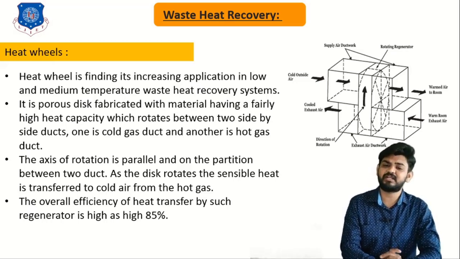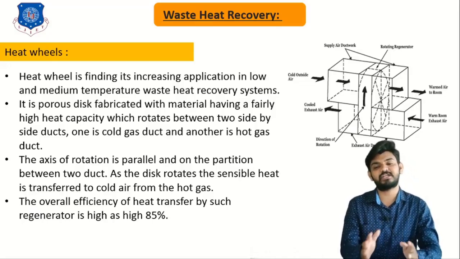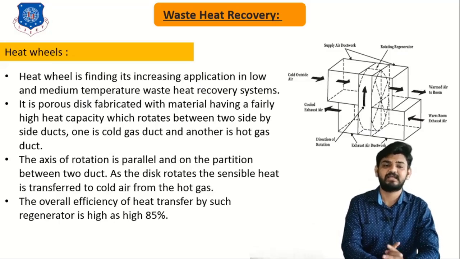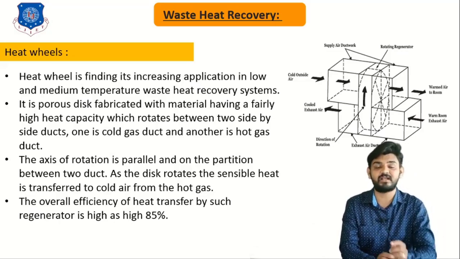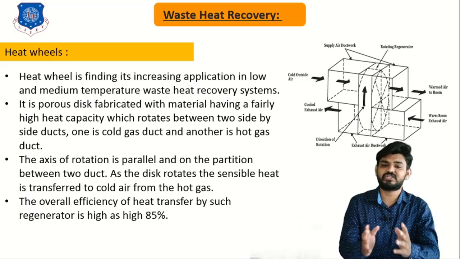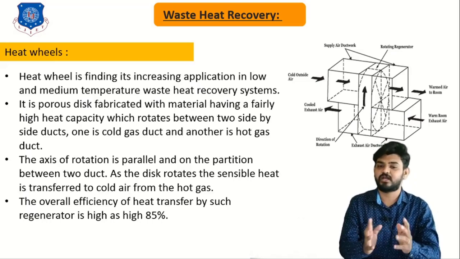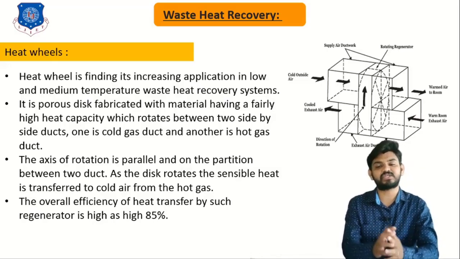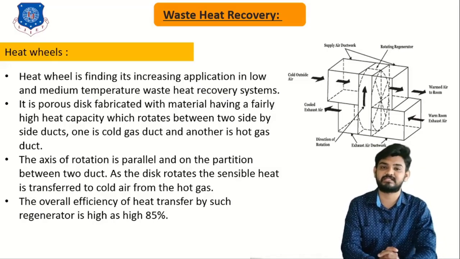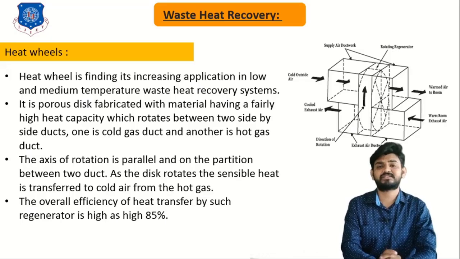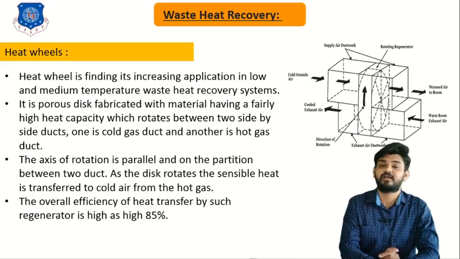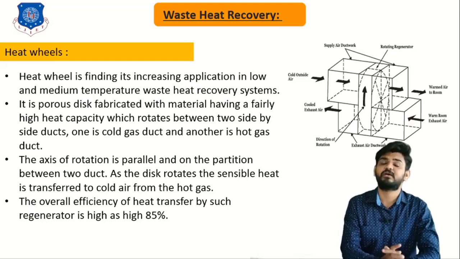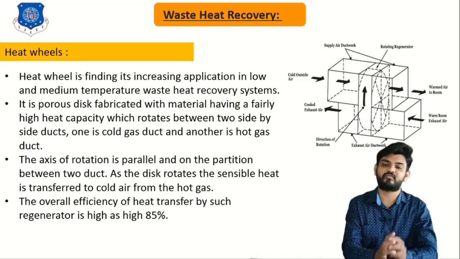The axial rotation is parallel to and on the partition between the two ducts. So here in the image you can see that the axial rotation of this wheel is on the partition and it is parallel to the duct. As the disc rotates, the sensible heat is transferred to the cold air from the hot gases. So as soon as this wheel rotates, it will transfer the sensible heat of this steam or waste heat towards the air or the colder fluid.